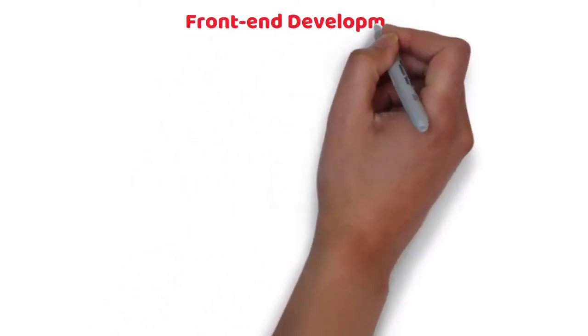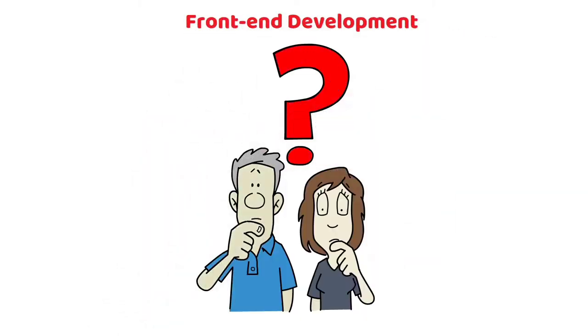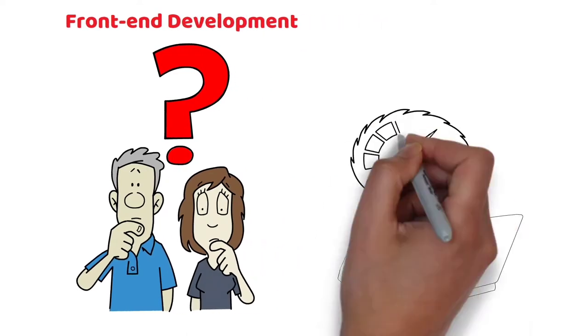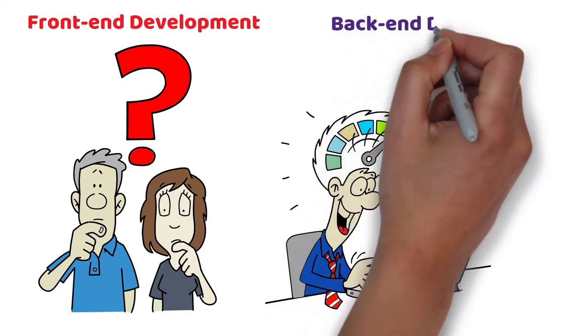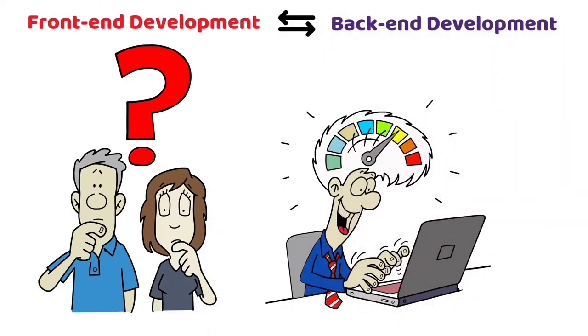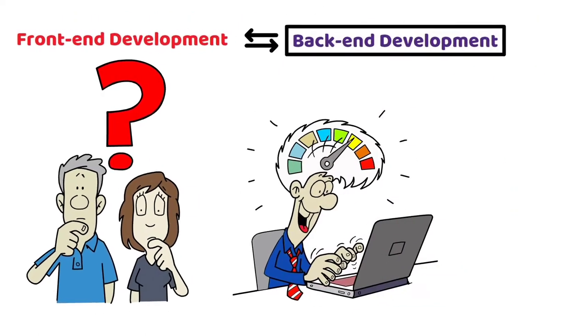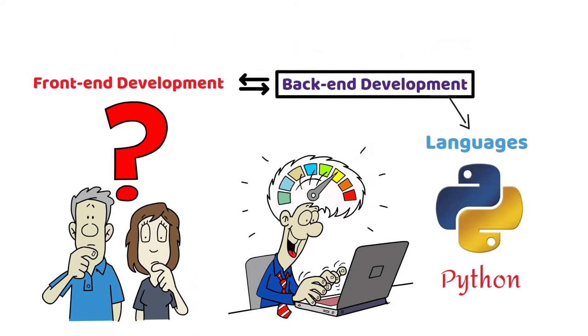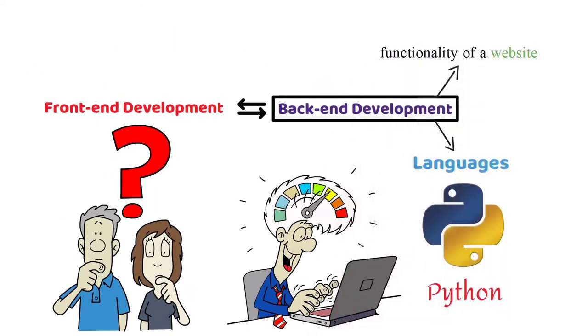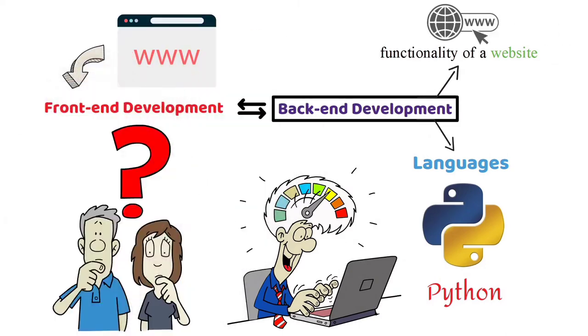The term front-end development might seem daunting at first. However, it is very easy to understand. Firstly, you should know that back-end development is the opposite of front-end. Back-end is usually associated with languages like Python and is used to establish the functionality of a website. However, the look of the website is made with front-end development programs.